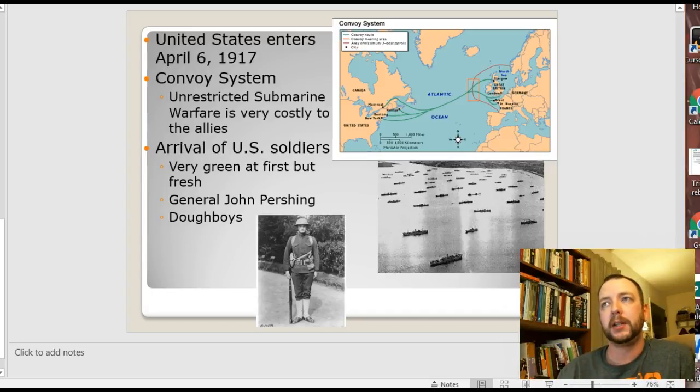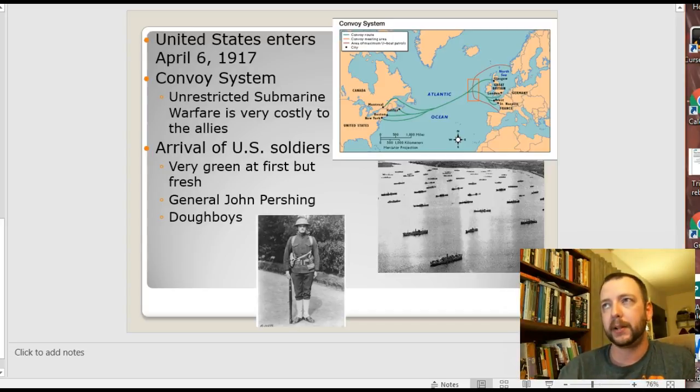What they end up using is the convoy system, which becomes a little more prominent during World War II, but that's later. Unrestricted submarine warfare was very costly to the Allies, and one way to combat that was through the system of convoy. You would group your ships together, making it harder for these submarines to sink them.